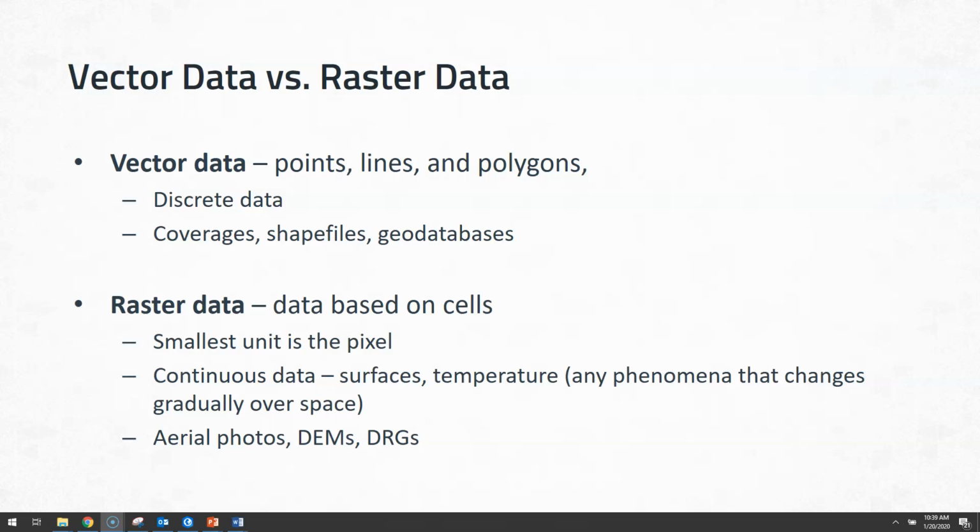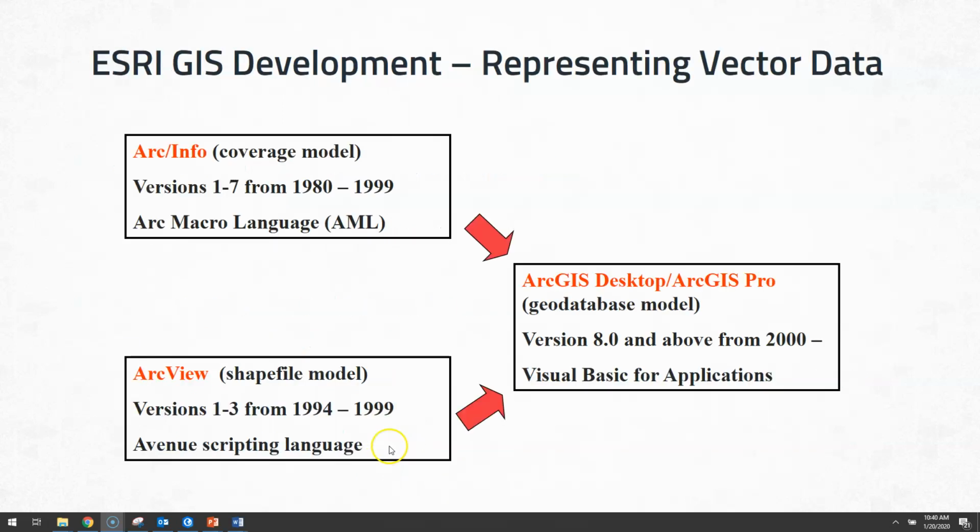Raster data is data that's based on cells, so essentially pixels. Think of raster data as images. It's that simple. So raster data represents continuous surfaces, things that change very quickly, like elevation changes or temperature surfaces, that type of thing. And examples of raster data are, again, aerial photographs, digital elevation models, digital raster graphics, which are a way of representing topographic maps in a GIS. It's kind of an older type of data set that's not used overly much anymore.